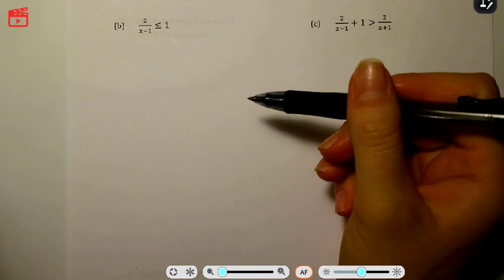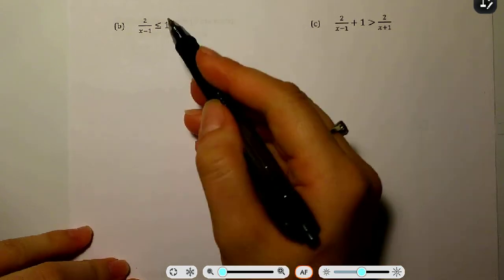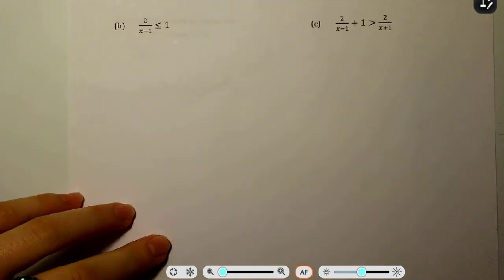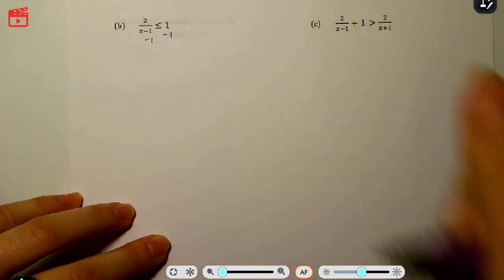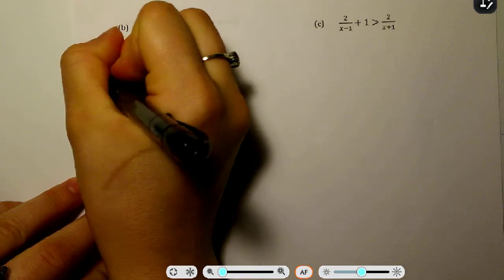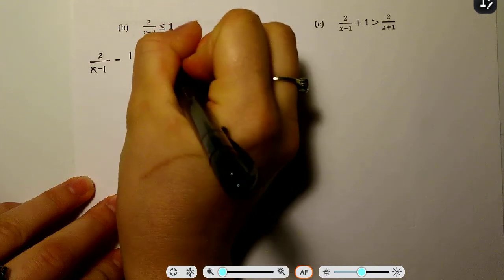We want to set this equal to 0 and then factor. Well, at the moment it's equal to 1, or it's not set to 0. We have the 1 here. So we're going to move 1 to the other side. And when I do that, I get 2 over x minus 1 minus 1 is less than or equal to 0.